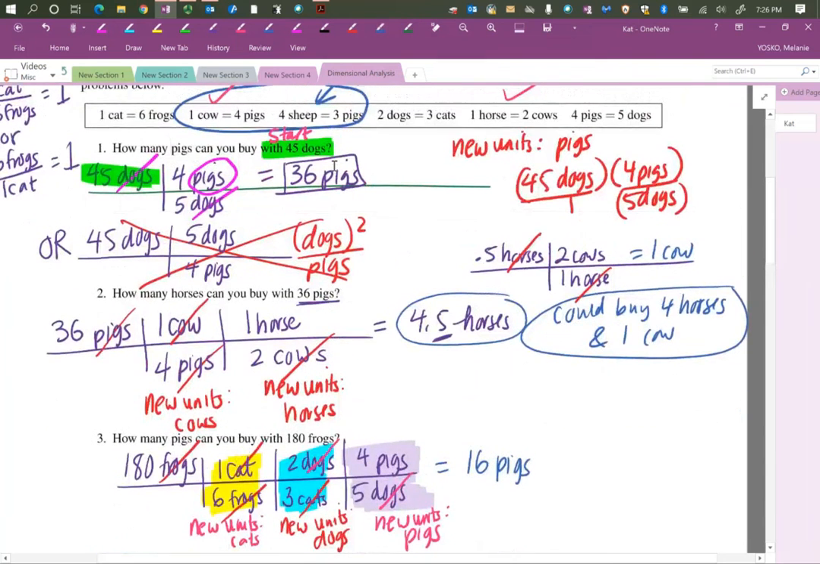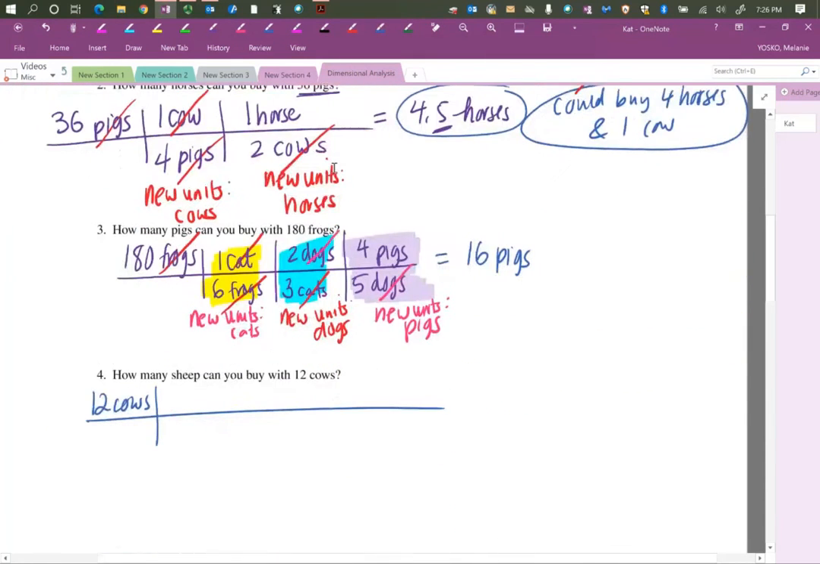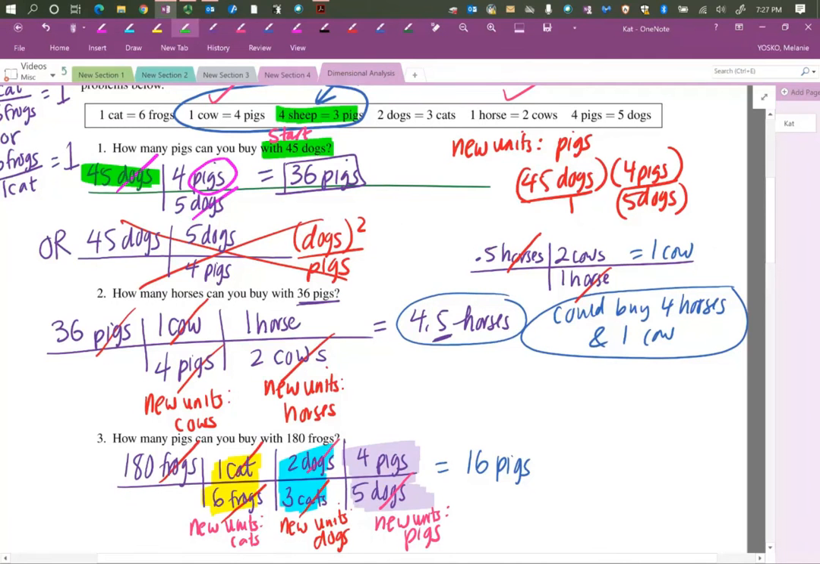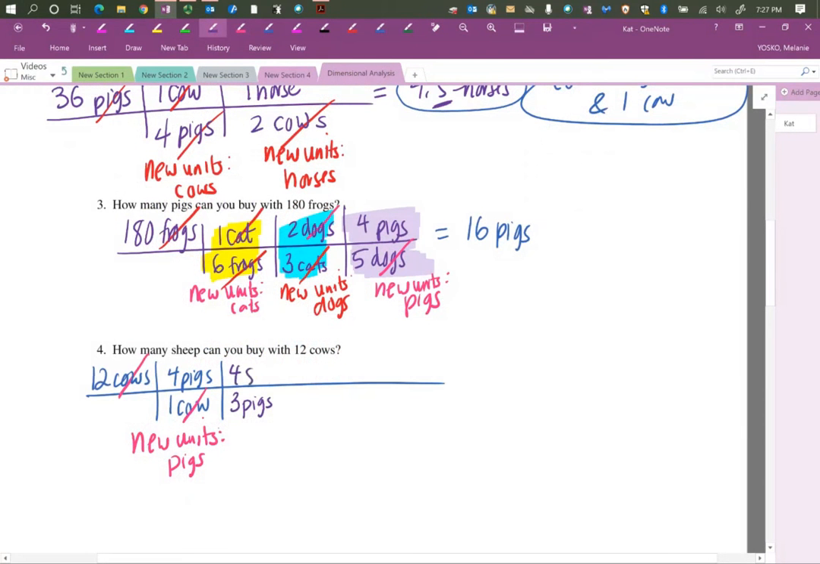I have 12 cows. I know 1 cow is the same as 4 pigs. So cows go on the bottom. 1 cow can be traded for 4 pigs. Cows cancel, cows cancel. What are the new units here? At this step, the new units are pigs. 4 sheep is equal to 3 pigs. 3 pigs, 4 sheep. Pigs in the numerator cancel with pigs in the denominator. New units are sheep. And I wanted sheep, so now we're done. We'll multiply 12 times 4 times 4 and divide by 3. Looks like we get 64 sheep.